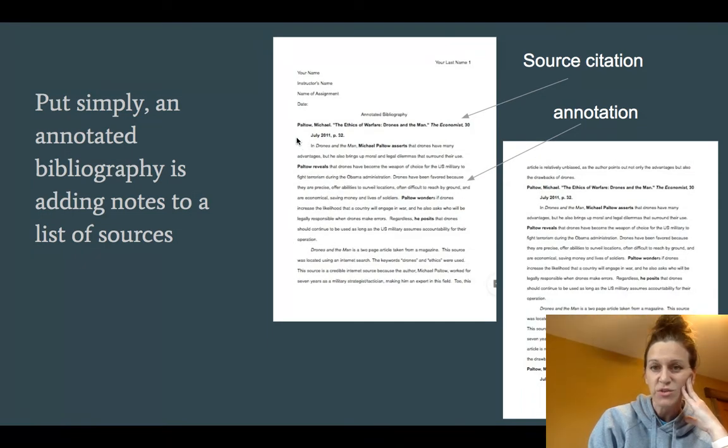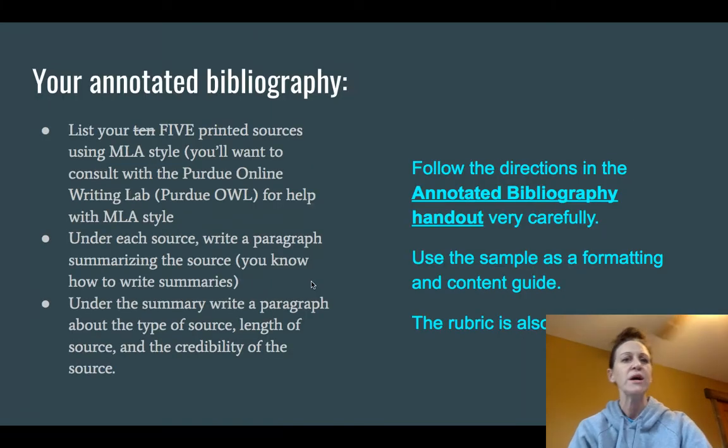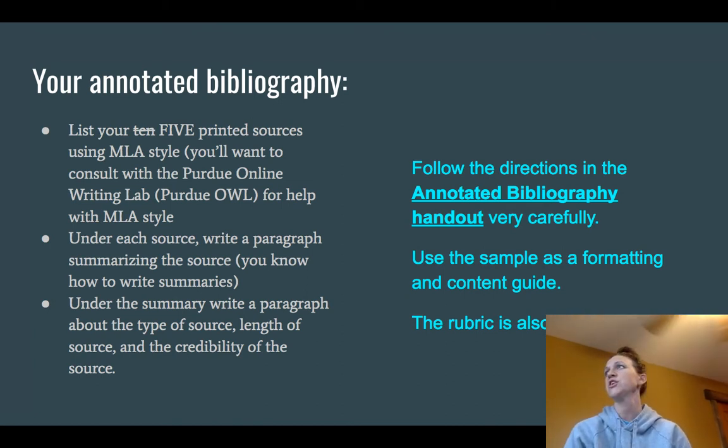So for each of your sources, you're going to have a citation, and then you're going to have a 2-paragraph annotation. And I'll talk to you a little bit about what goes in those 2 paragraphs next. So what you're going to do is you're going to look at your 10 sources and you're going to pick 5. We used to use all 10, but this semester, since we are out of school and not face-to-face, Mrs.